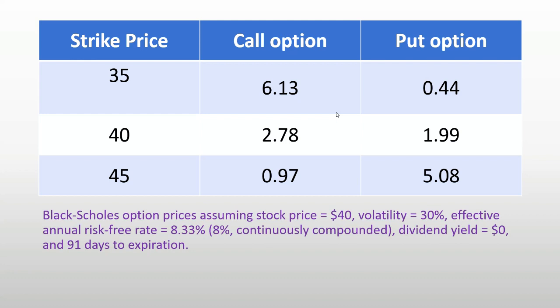And here we need further assumptions. Black-Scholes option price is assuming a stock price of $40, that means the current price is 40, volatility of the market is 30%, effective annual risk-free rate is 8.33%, which is equivalently 8% continuously compounded, and dividend yield 0, that means these options don't pay you any dividend, and 91 days to expiration, that means time t equals 91 days. Let's make all the strategies that we discussed using Excel.